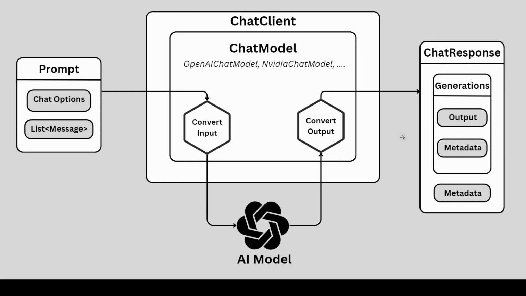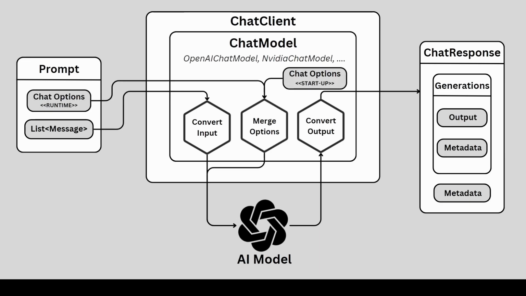Okay, now let's change our Spring AI schema according to what we have learned. So now we know that chat options can be configured at startup during chat model initialization or at runtime with each request. And these options are merged and used to create the request sent to the AI. Again, runtime options have the highest priority, so if there are non-empty runtime options, they will override startup options. Okay, we have covered ChatClient and ChatOptions here. See you in the next video.